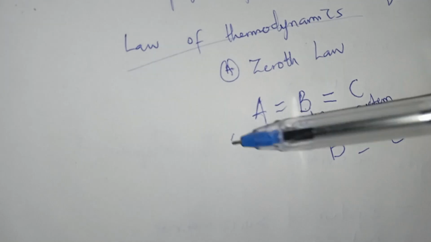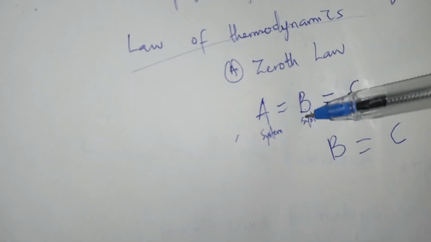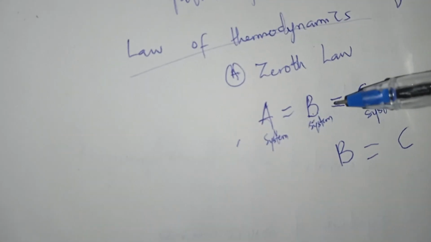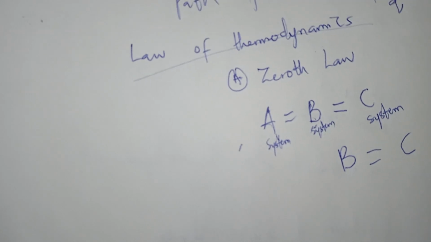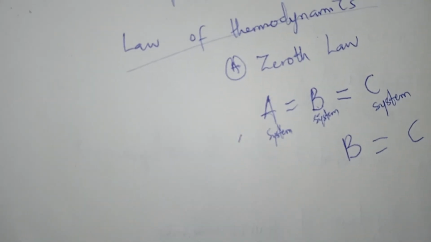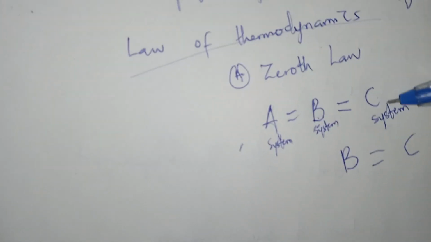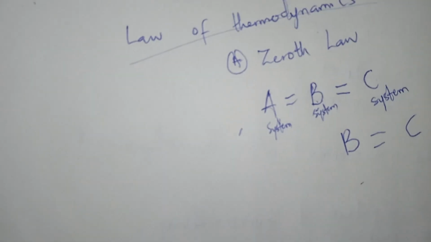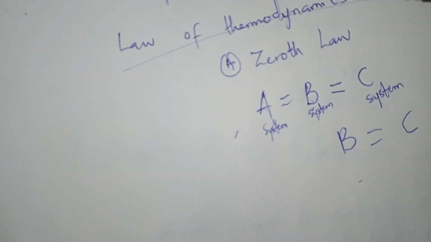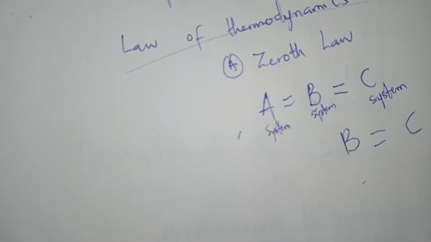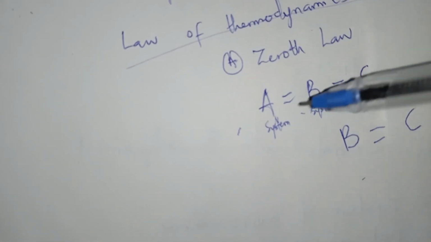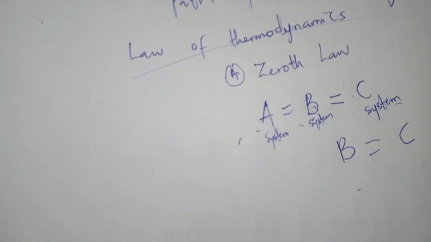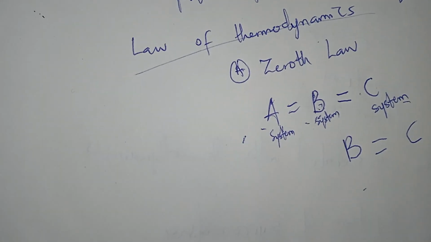So system A is in thermal equilibrium with system B, provided that B and C are in equilibrium. Two systems that are in equilibrium will be in equilibrium with another one, provided the other one is in equilibrium with the middle one. So the friend of my friend is my friend. That's the zeroth law of thermodynamics.